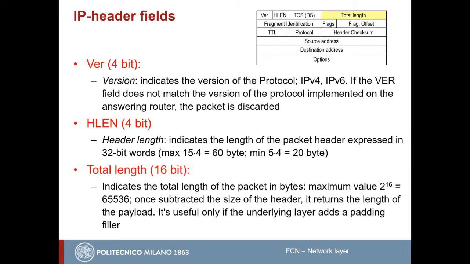Then there is the total length, that indicates the total length of the packet in bytes. It is a 16-bit field, so it also sets the upper boundary to the length of the packet in bytes, which is 2 to the 16. And so if you subtract the size of the header from this value, the size of the header converted into bytes, of course, then you have the length of the payload.